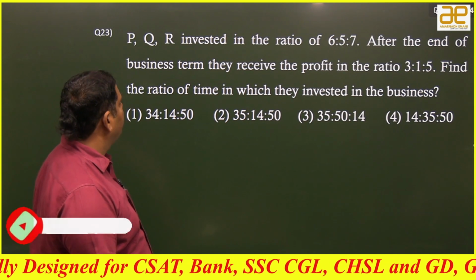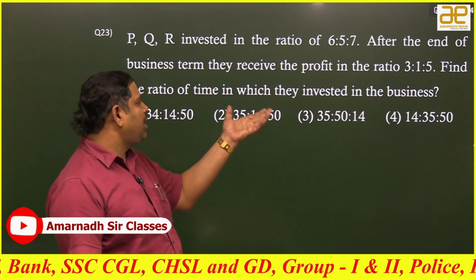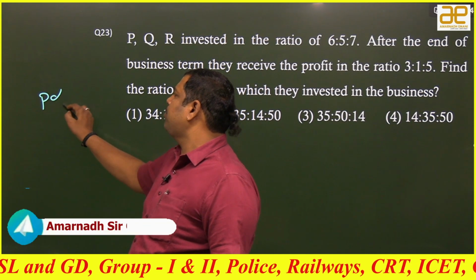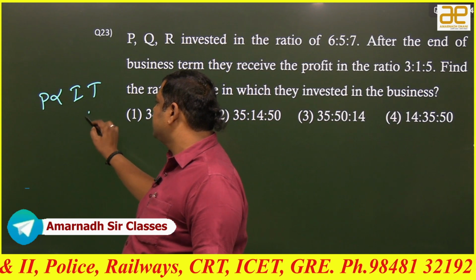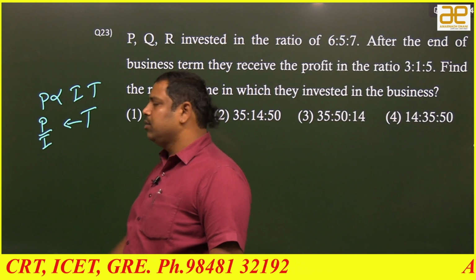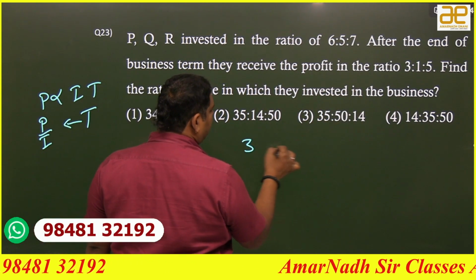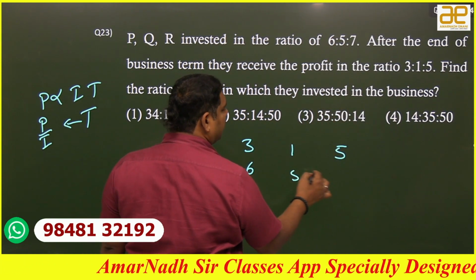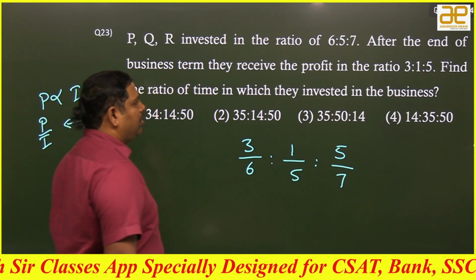What he is saying is, investment ratio he specified, profits ratio also he specified. He is asking about time periods ratio. What I can say is, sir, profit is directly proportional to investment into time period. Now he is asking about the time periods. Time periods means, can I say it is dependent on profit by investment? That's it, there ends the game. So profits ratio is 3:1:5. Investment ratio is 6:5:7. So can I say profit by investment ratio is the time periods ratio? That's what he is asking, right?